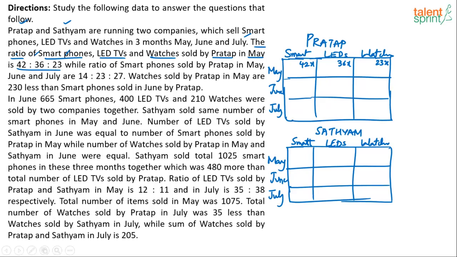While the ratio of smartphones sold by Pratap in May, June and July is 14:23:27. Now this is interesting. The first ratio was about different types of products in a particular month, May. So 42:36:23 was the ratio. Now it is about smartphones only. Smartphones sold by Pratap alone in May, June and July. The ratio of smartphones sold by Pratap in May to June to July is 14:23:27.